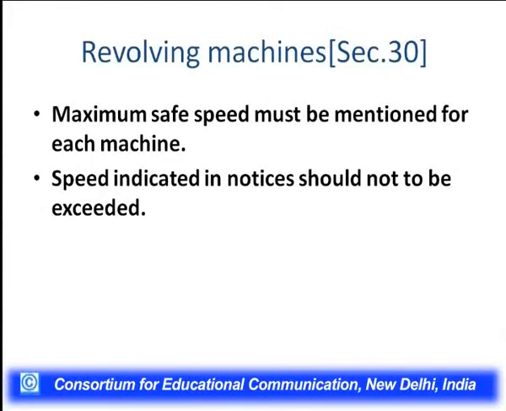Then Section 30 is regarding revolving machinery, in which maximum safe speed must be mentioned for each machine, and speed indicated in notices should not be exceeded. Again, these kinds of requirements, the maximum speed, etc., can be modified and set by the state government. Then Section 31 regarding pressure plants, which says there should be safe working pressure on pressure plants, and effective measures should be taken to ensure that the safe working pressure is not exceeded.